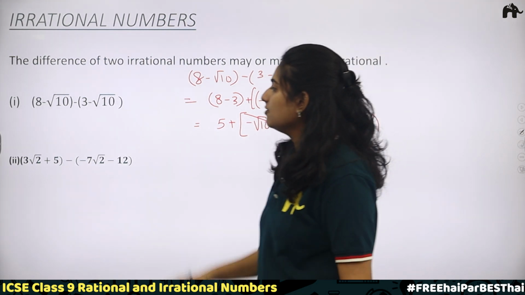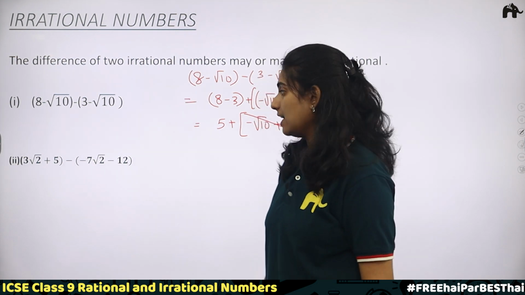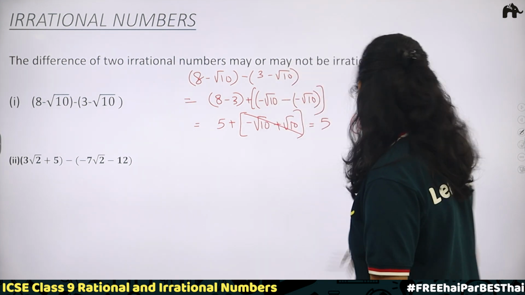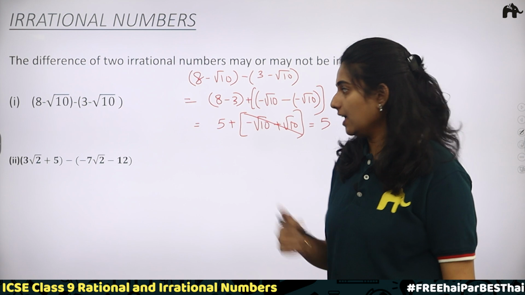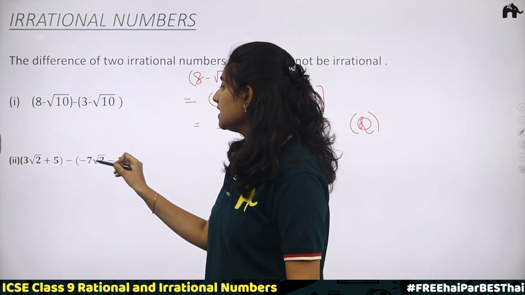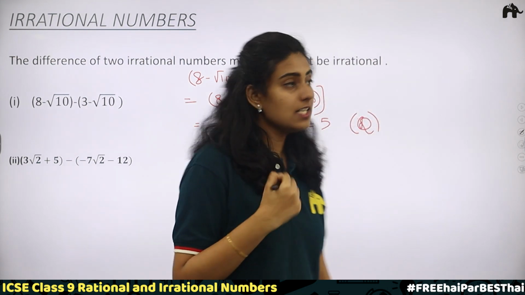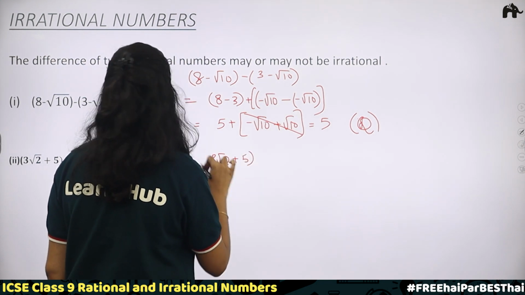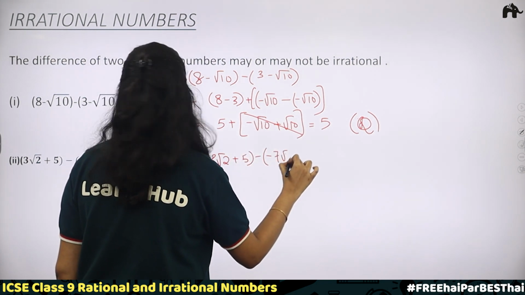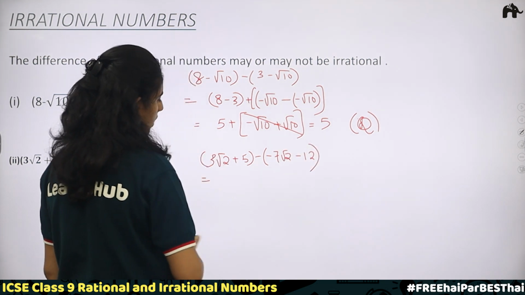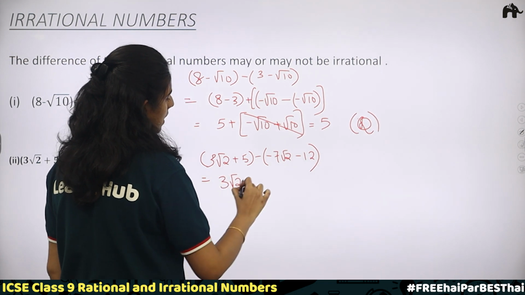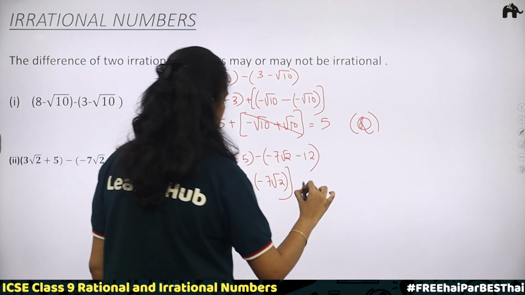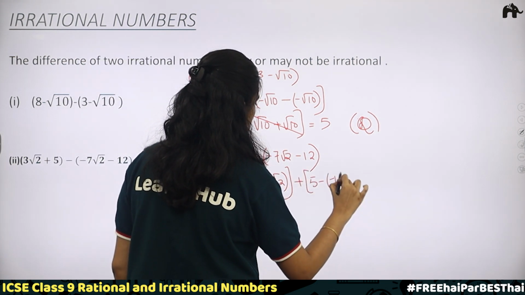Okay. Next, the second one: 3 root 2 plus 5 minus minus 7 root 2 minus 12. Let us take the difference of these two irrational numbers. 3 root 2 plus 5 minus minus 7 root 2 minus 12. That is equal to 3 root 2 minus of minus 7 root 2 plus 5 minus of minus 12.